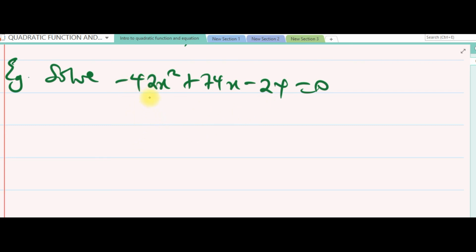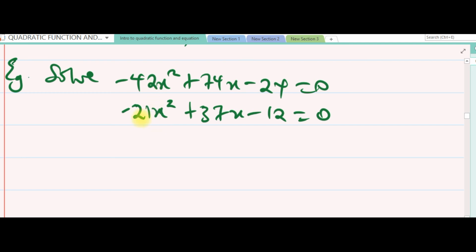But before then, we notice something. It seems they have common factors. So I can reduce this by dividing each of the terms by 2. So that gives minus 21x squared, plus 37x, and finally minus 12 equal to 0. 0 over 2 is also 0. So at least we reduce this to make it easier to solve.